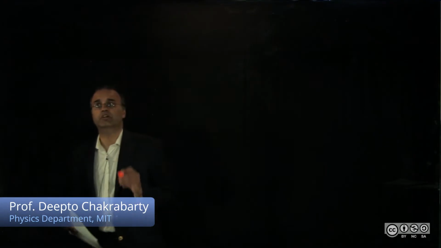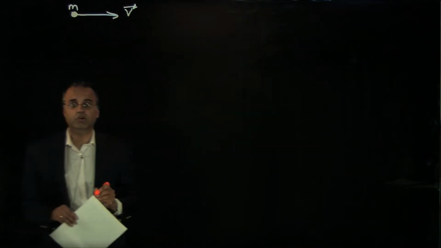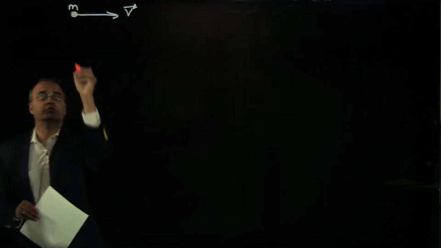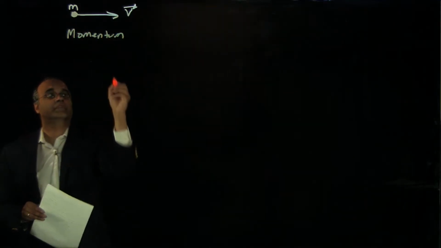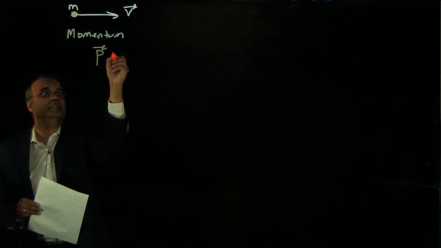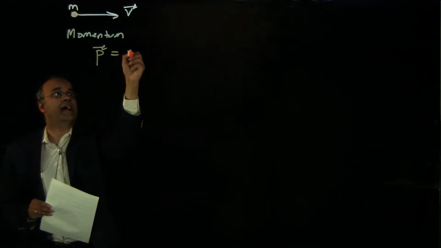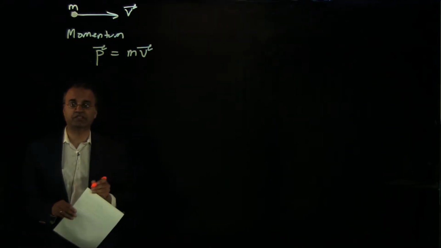So suppose we have a point mass particle of mass m moving with a velocity vector v. We can introduce a quantity we call the momentum of that particle. I'll label it with the symbol p, and it's equal to the product of the mass times the velocity. This is something you've undoubtedly seen before.